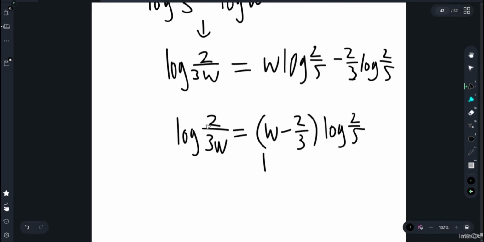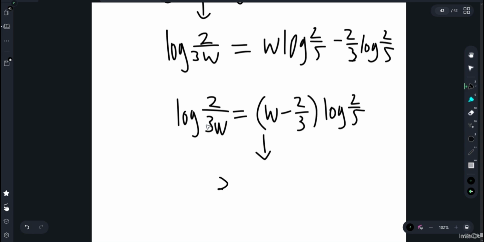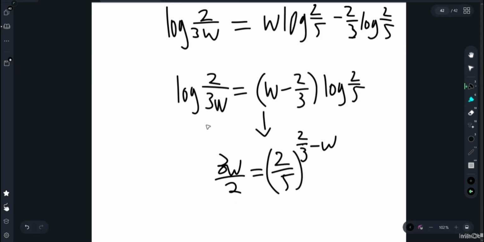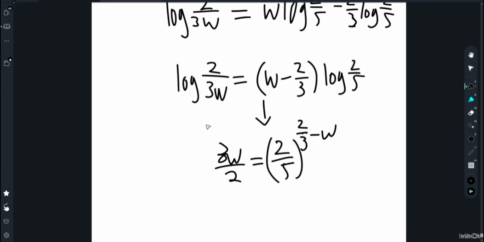This means that 3w/2, if we take the reciprocal, is equal to 2/5 to the 2/3 minus w power. What we want to see is that w has an obvious solution, which is 2/3, as that will yield 1 on both sides. But the other obvious solution is that w has to have a power of 5 in it, otherwise it is impossible to have 5 in the denominator. And so we see that 5/3 is a valid outcome.